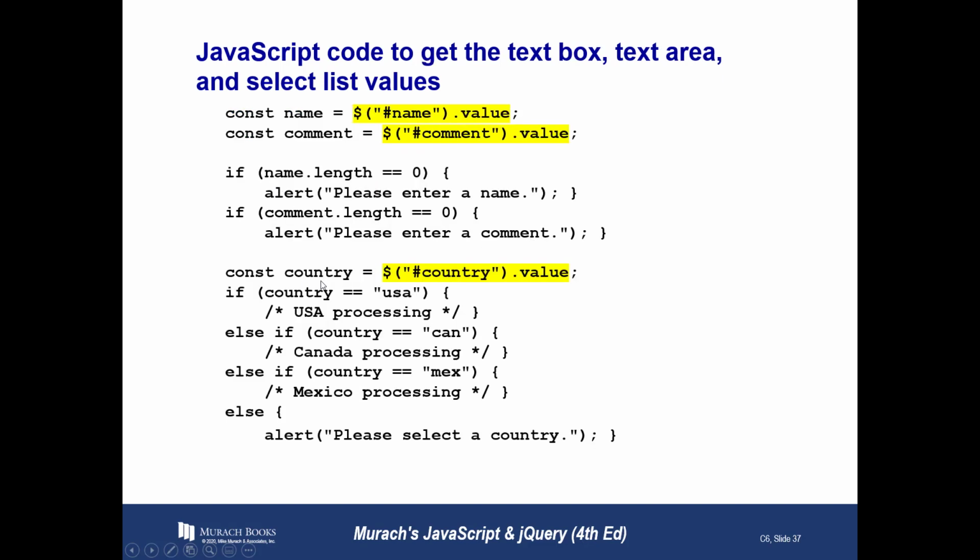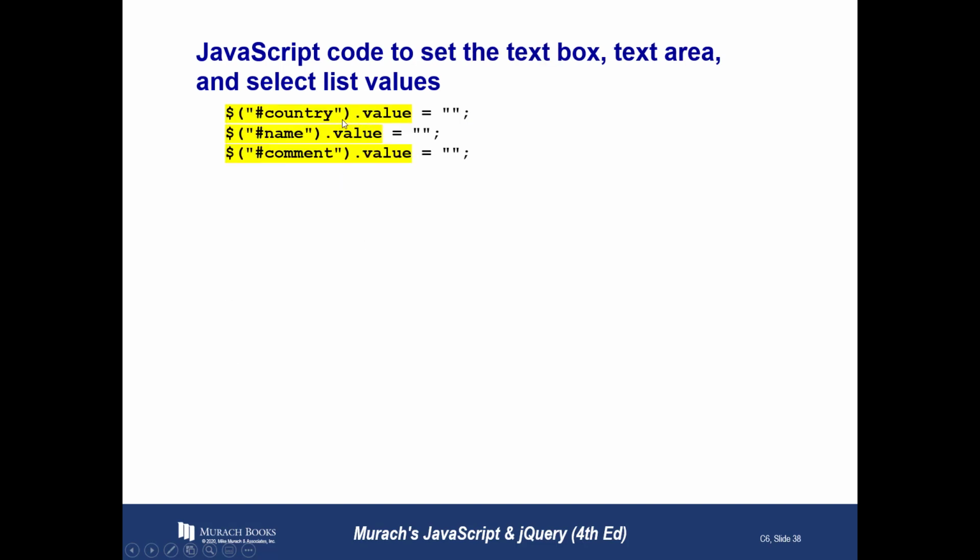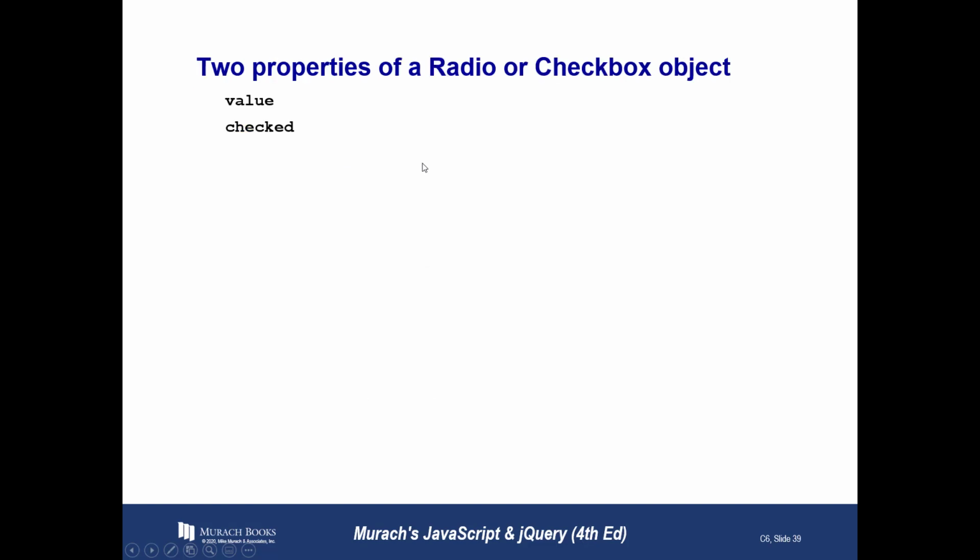So here is where we are copying all the stuff over into local variables. And here is where we are setting it back to the empty string.